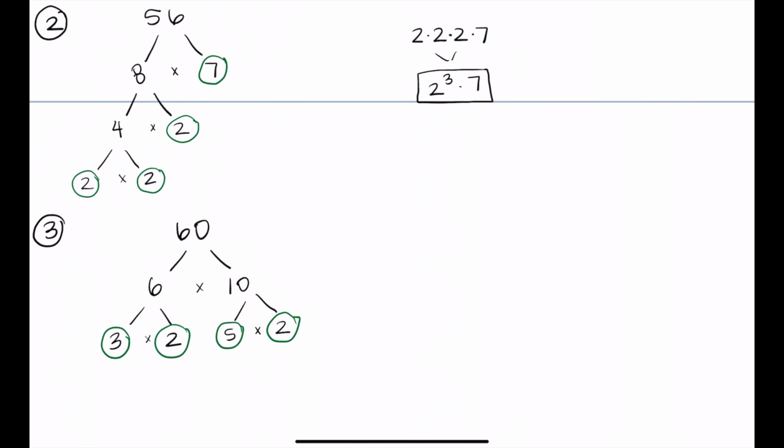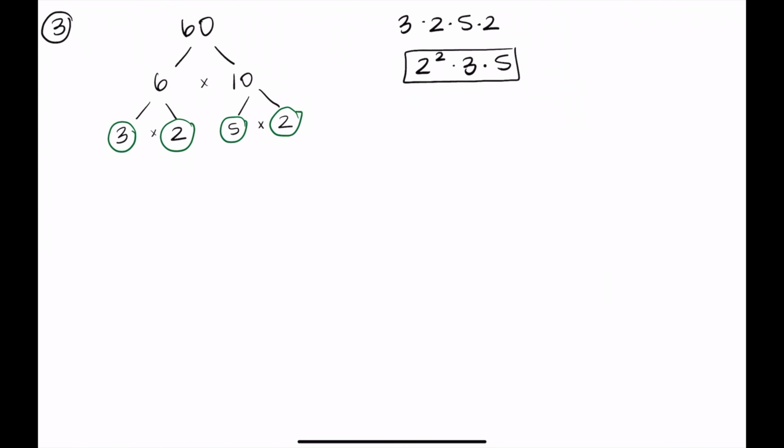We have 3 times 2 times 5 times 2, and we want to write these factors from least to greatest when we do our final answer. We have 2 2's, so we'll start there. We'll have 2 squared times 3 times 5 as our prime factorization for number 3 for 60.